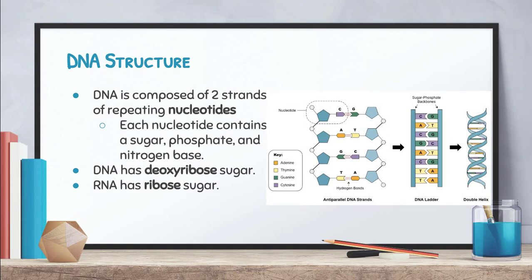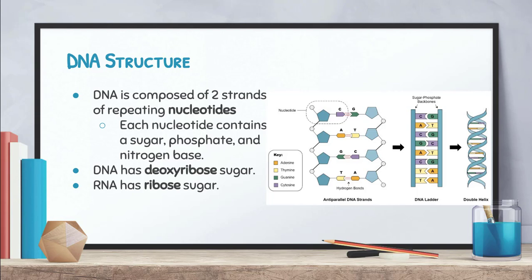So what do we understand and know about the structure of DNA? Well, DNA is composed of two strands of repeating nucleotides. Each nucleotide contains a sugar, a phosphate, and a nitrogen base. If you remember from our biochemistry unit, we talked about how nucleotides are the monomers of nucleic acids. One of the key differences between DNA and RNA is the sugar that's present. DNA has a deoxyribose sugar, and RNA has a ribose sugar.